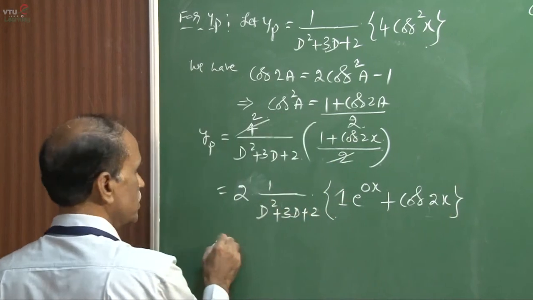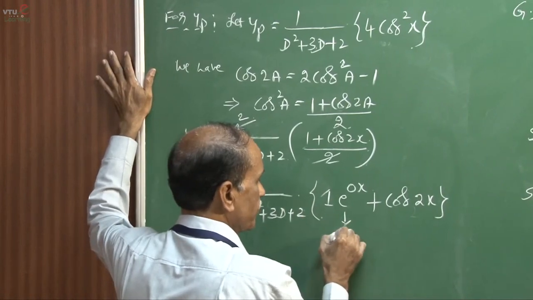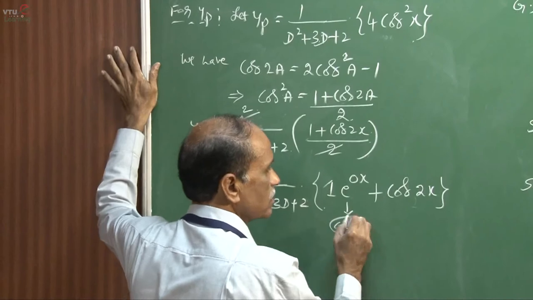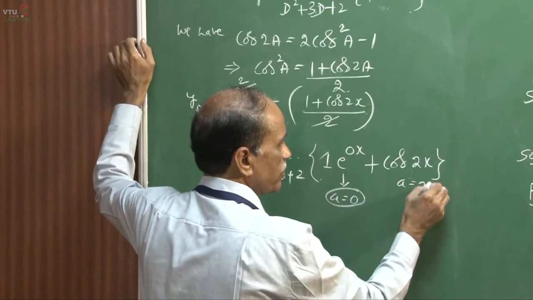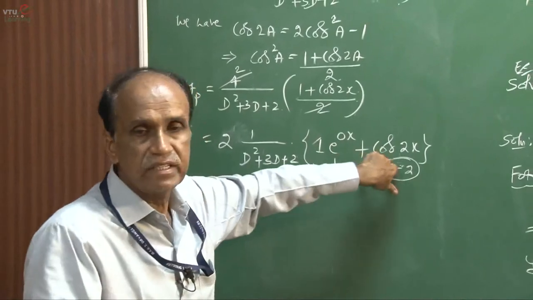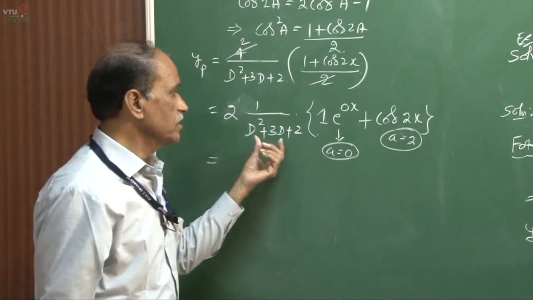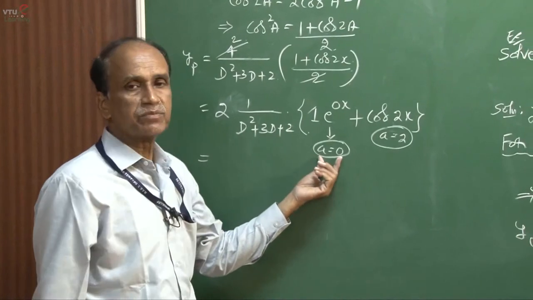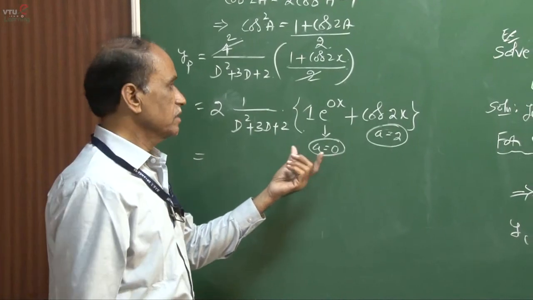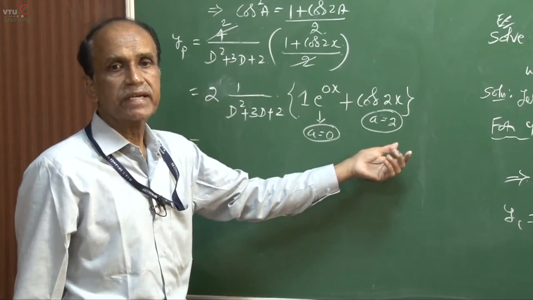Then, taking the individual terms, here a is equal to 0, and here a is equal to plus 2. So it is a combination of an exponential term and a trigonometric function. In the case of the exponential term, we take the denominator with the replacement of a, but in the trigonometric function we replace this d square by minus a square.